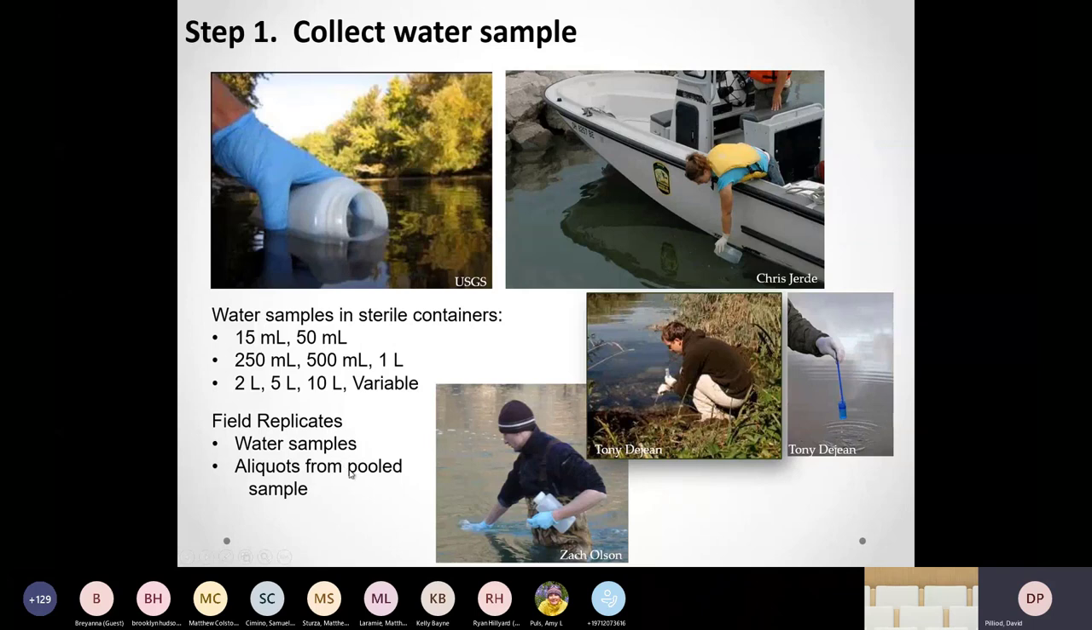But some people, for example, if they're working in a large wetland, they may collect 10 liters of water from different places around the wetland, composite it together, and take aliquots from that pooled sample. And then you have replicates of the pooled sample. So you think about, what are the implications of that? These are important topics.